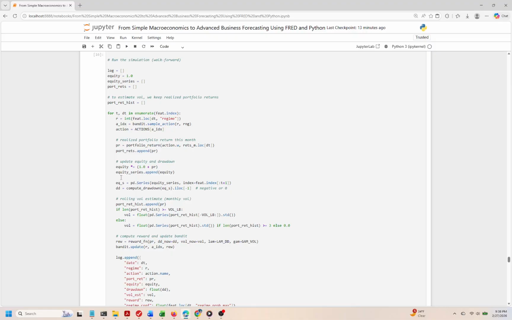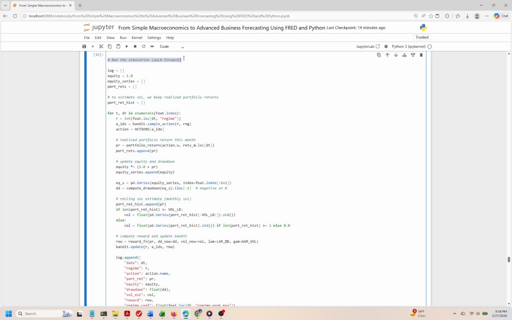Cell 28. In this cell, we're running a simulation that implements a walk-forward strategy for a trading system, which is crucial for evaluating performance over time in a dynamic market. The goal is to simulate investment decisions based on changing market regimes and calculate the resulting portfolio returns, equity, drawdown, and volatility, thereby helping us optimize our trading actions.